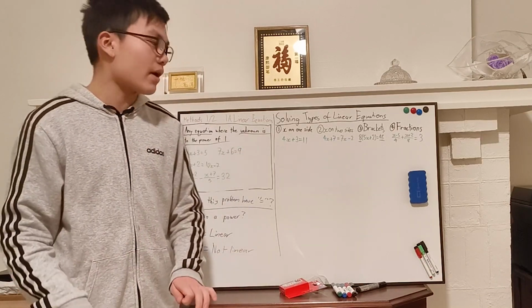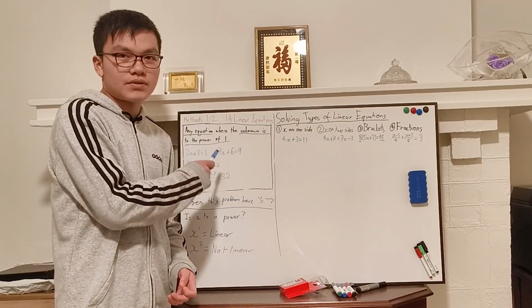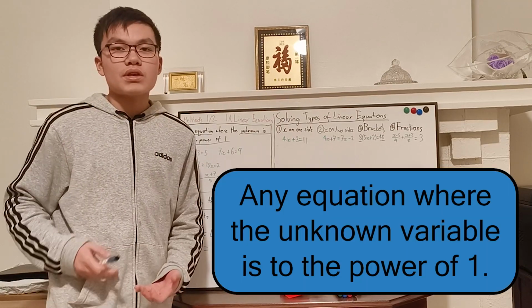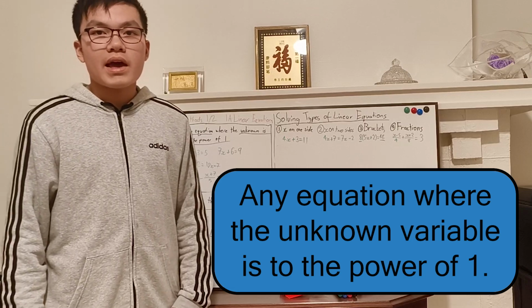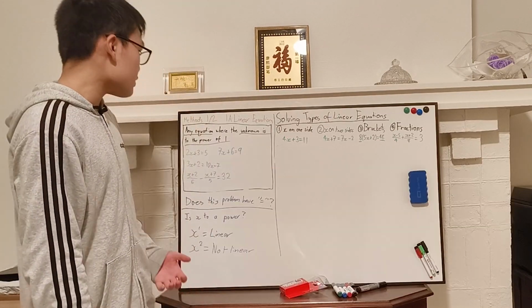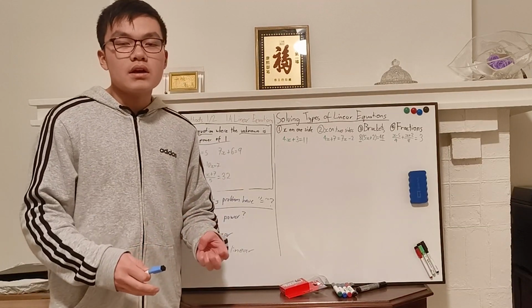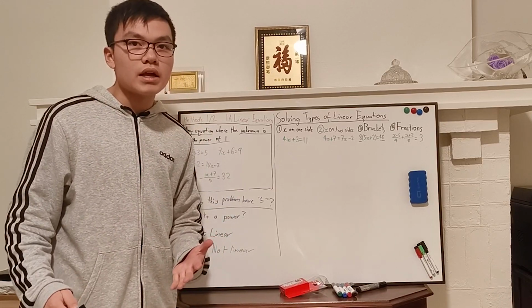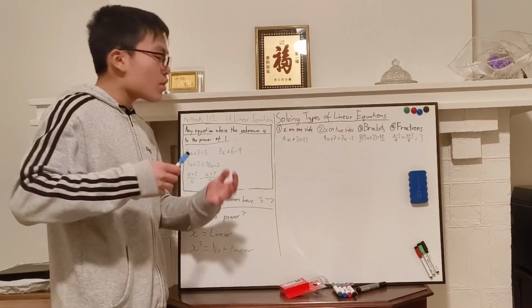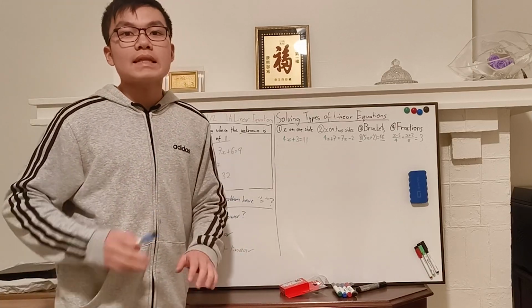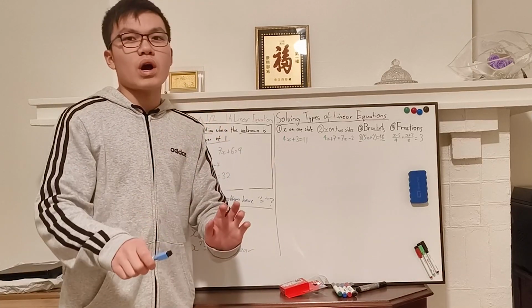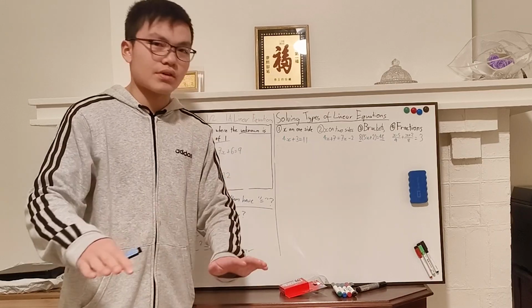This is going to be very brief. I've written a definition here. So any equation where the unknown variable is to the power of 1. That is my definition of a linear equation. So any equation, that means that the problem must have an equal sign, and then this other part, where the unknown variable that we're trying to solve needs to be to the power of 1. It cannot be squared, it cannot be to the power of 3, nothing like that.